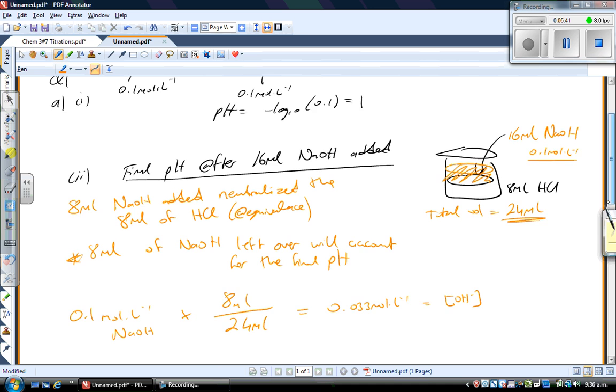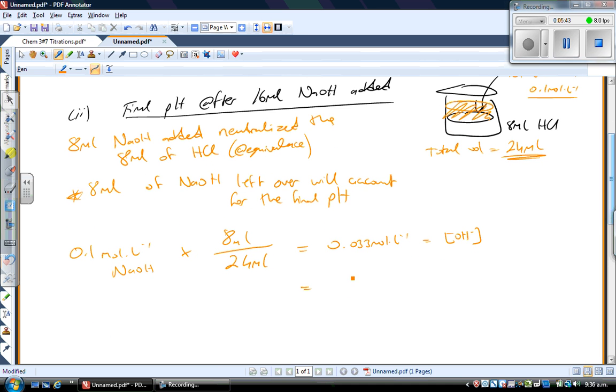And then, of course, we just do the conversion to concentration of H3O plus using the dissociation constant for water. So 1 by 10 to the minus 14 divided by 0.033 moles per liter. And that gives you a concentration of 3.03 by 10 to the minus 13 moles per liter. And that's your concentration of H3O plus at the end of this titration, which is a very high pH of 12.5, as you would expect for a strong base.